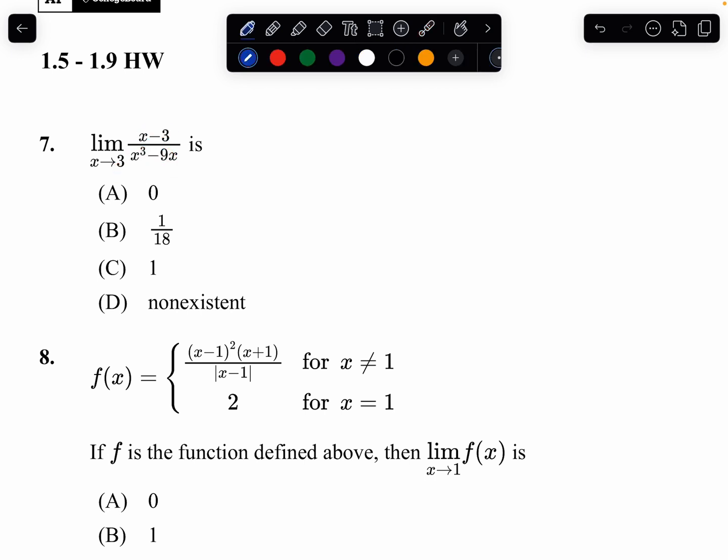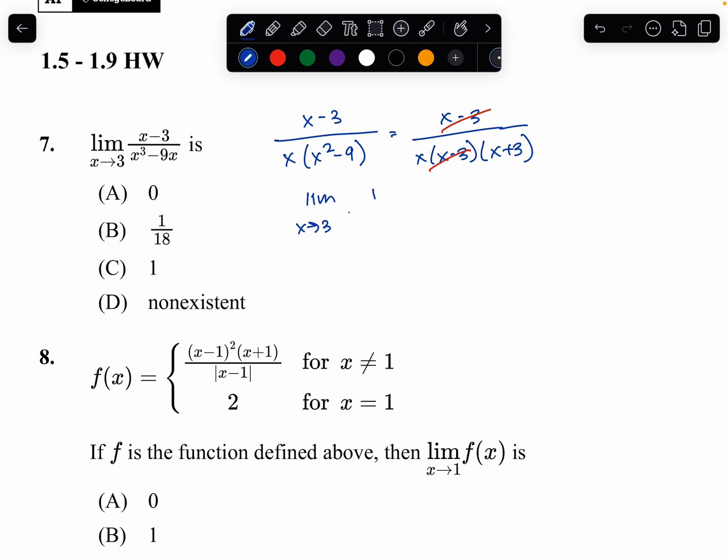Try to do some factoring. I get x minus 3 over x, and then x squared minus 9, which is a difference of squares factoring pattern. So that becomes x times x minus 3 times x plus 3. So those would cancel. So let's now evaluate the limit as x approaches 3 of 1 over x times x plus 3. And now I can plug in 3, so that would be equal to 1 over 3 times 6, which becomes 1 over 18. So that becomes B.